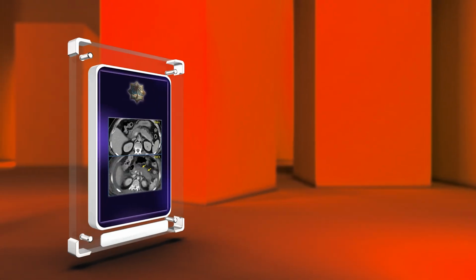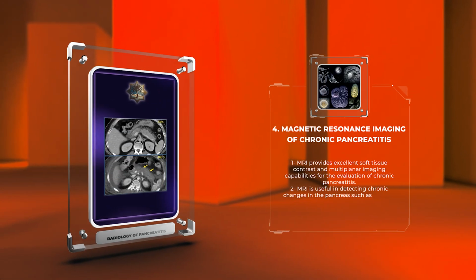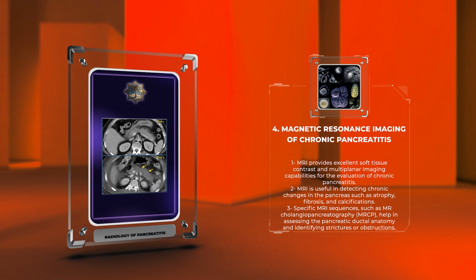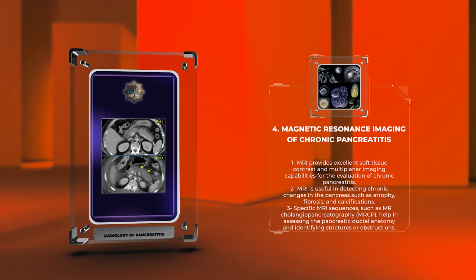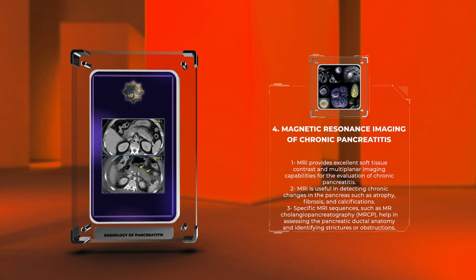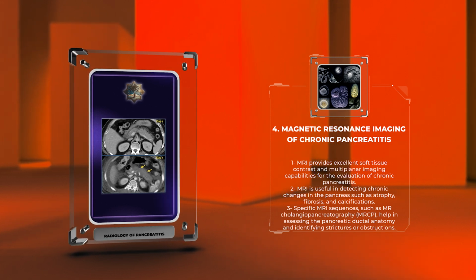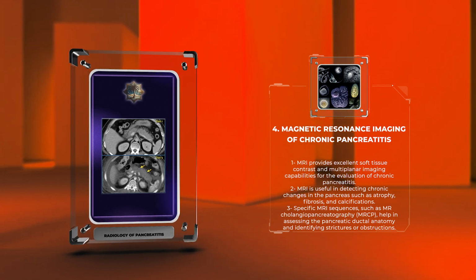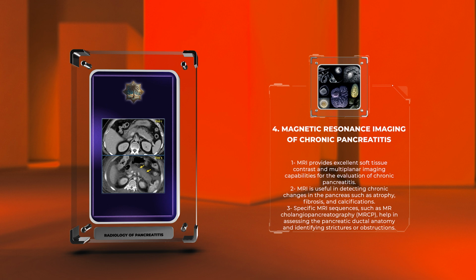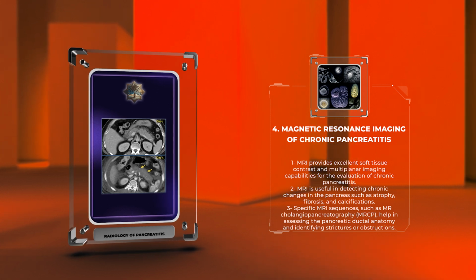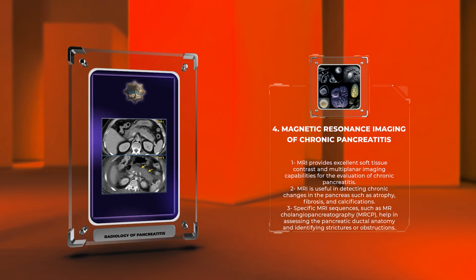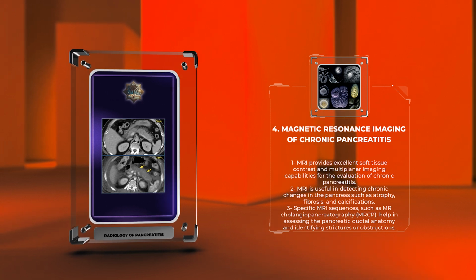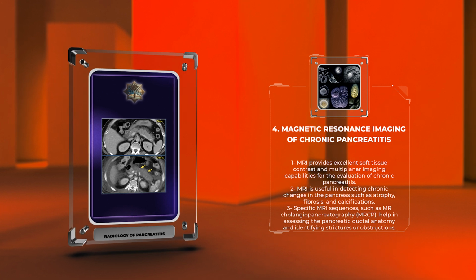Magnetic resonance imaging, MRI, is a valuable imaging modality for the evaluation of chronic pancreatitis. It provides excellent soft tissue contrast and multiplanar imaging capabilities, allowing for better visualization of the pancreatic ductal system and associated complications. MRI is particularly useful in detecting chronic changes in the pancreas, such as pancreatic atrophy, fibrosis, and calcifications. The utilization of specific MRI sequences, such as MR cholangiopancreatography, MRCP, helps in assessing the pancreatic ductal anatomy and identifying any strictures or obstructions.